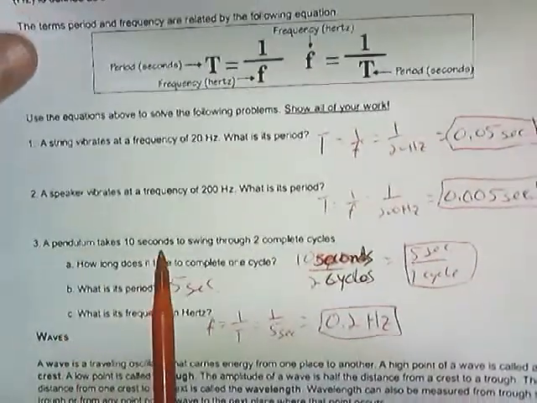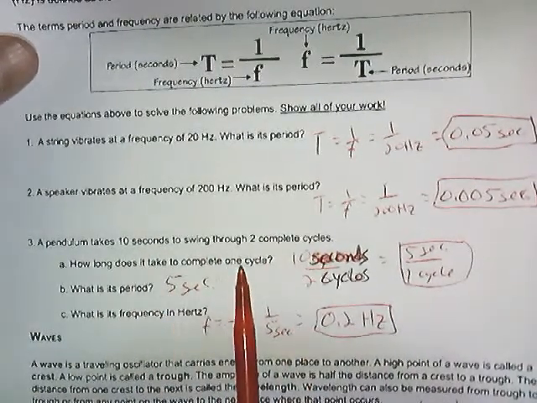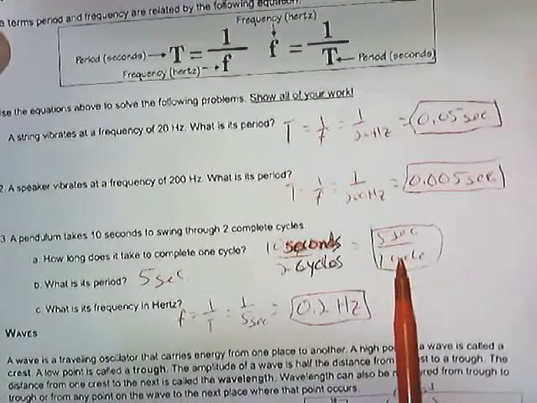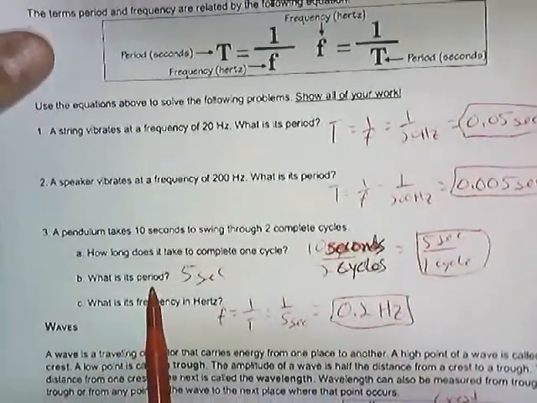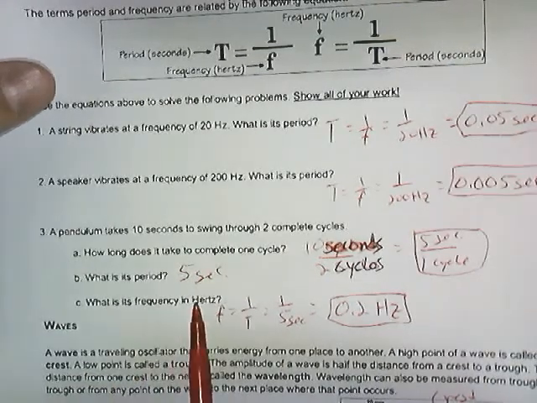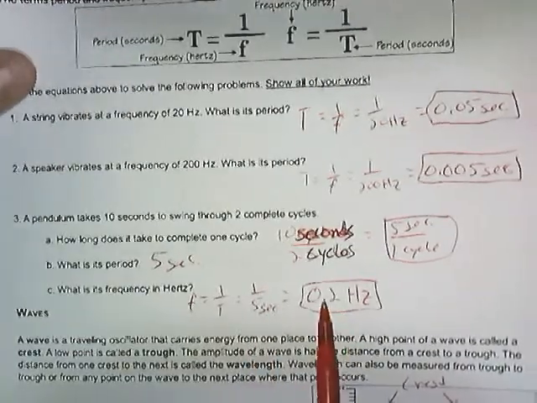Number 3, a pendulum takes 10 seconds to swing through 2 complete cycles. How long does it take to complete 1 cycle? Well, if it's 10 seconds for 2 cycles, it's going to be 5 seconds for 1 cycle. So what is its period? Well, its period is 5 seconds. So what is its frequency in hertz? Well, frequency is 1 over period, so 1 over 5 equals 0.2 hertz.